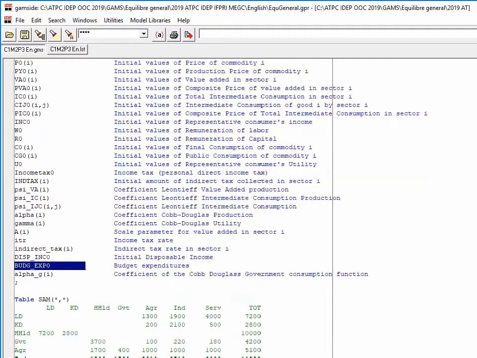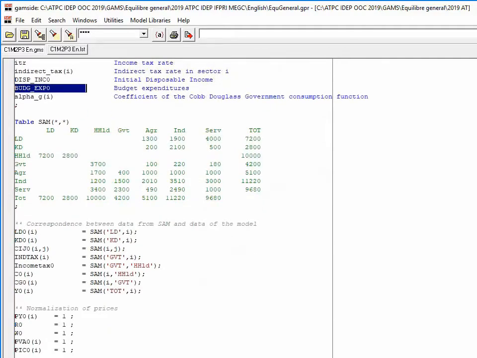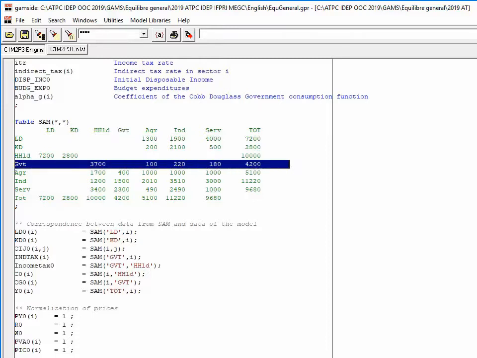on. Then I enter the data in the form of a new social accounting matrix. It is always a contraction of the matrix which is contained in the Excel file. This new matrix has a government column and a government row. So this is the change as compared to the previous program.